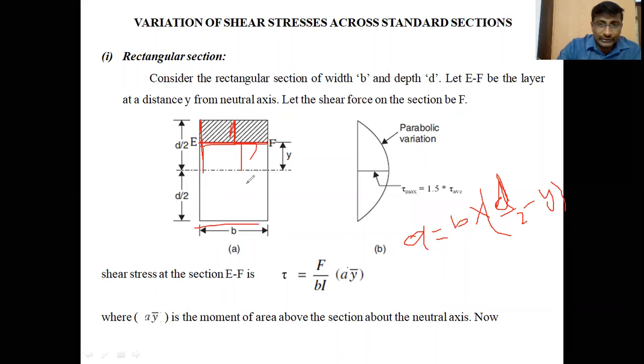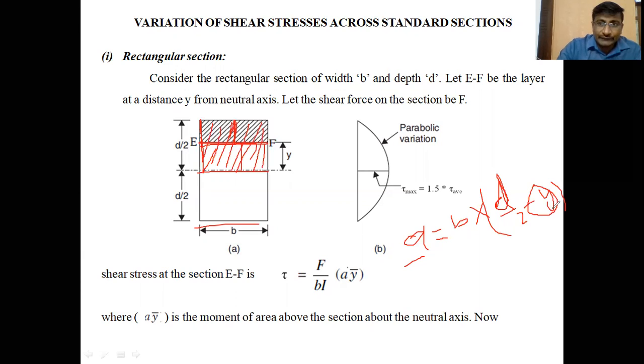If y equals 0, it means we are considering the EF level at the neutral axis. Whenever we consider the layer EF at the neutral axis, we should consider all the area which is above the neutral axis. All the area above the neutral axis is d by 2 into b. So whenever y is equal to 0, b into d by 2 is the area.